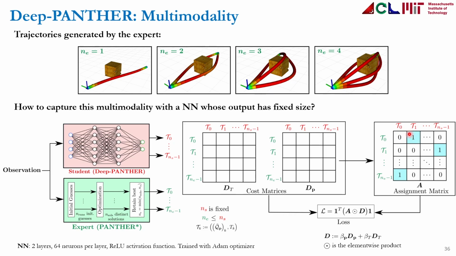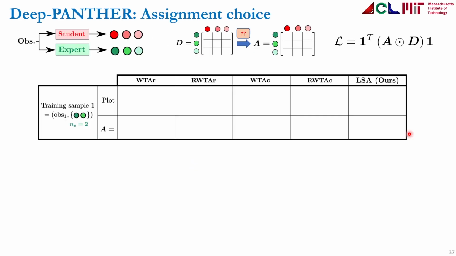Now the question here is how to do this, how to go from a cost matrix to this assignment matrix. So to summarize what I have just said, we have the observation, we pass it through the student to obtain these red trajectories, and through the expert to obtain these green trajectories. We then compute this cost matrix, and then the question is how we can obtain this assignment matrix from this cost matrix, which is the one that will be used in the cost.